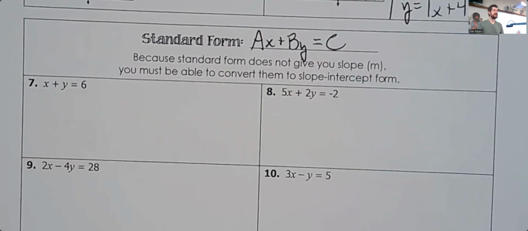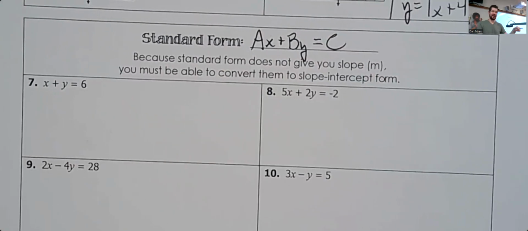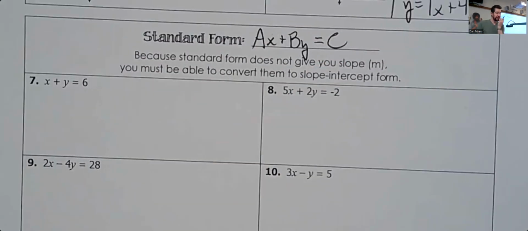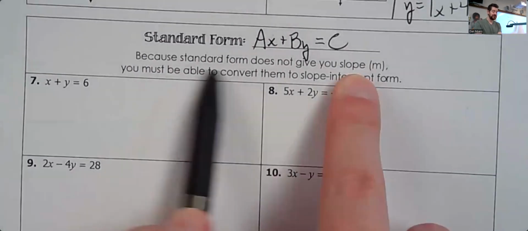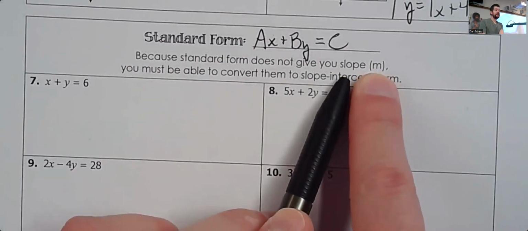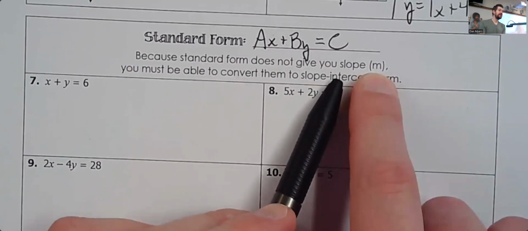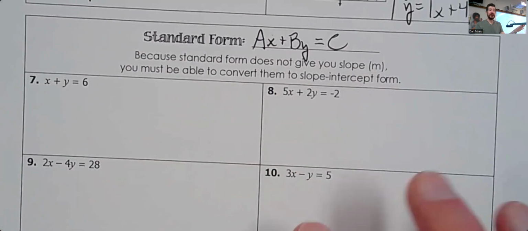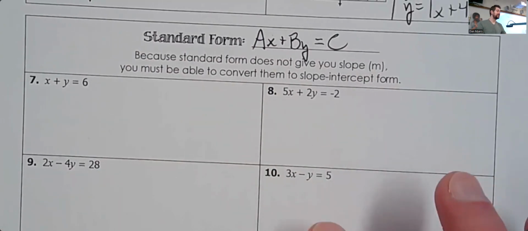Word problems and then systems of equations where you had to solve for x and for y. That's what standard form is mostly used for. And the reason why we don't use it very often for graphing is because standard form does not give you the slope. Standard form also does not give you the y-intercept. Standard form basically gives you no information about the graph itself, which is why it's not usually used for graphing.